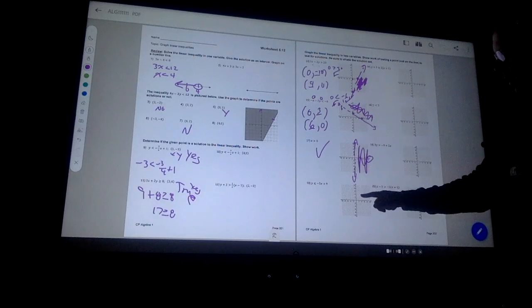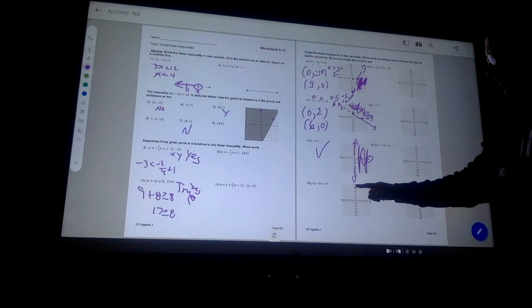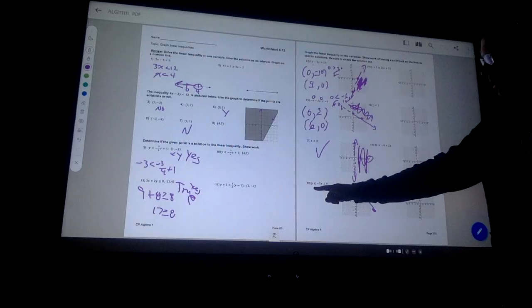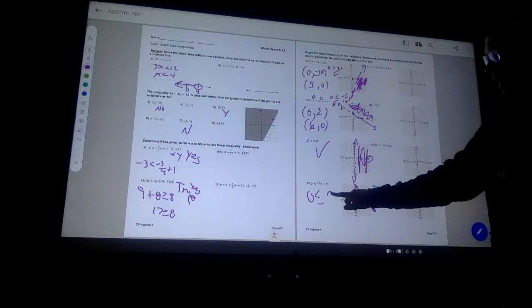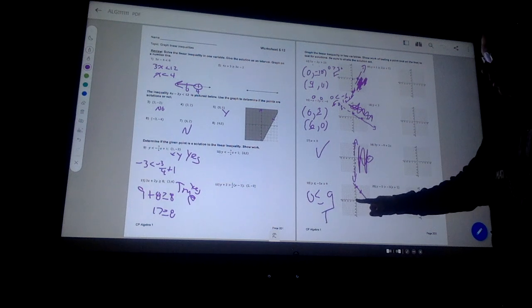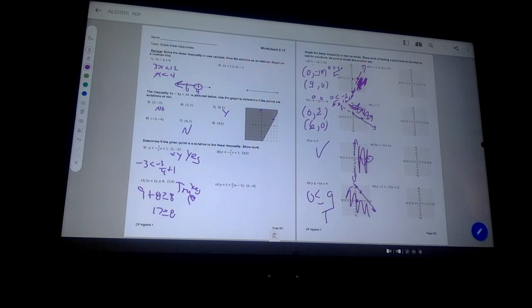In this one, I have a y-intercept of 9, down 3, right 1, solid line, plug 0, 0 in. So 0 is less than or equal to -3 times 0 is 0. 0 plus 9 is 9. Is 0 less than 9? That's true. 0, 0 is here, so we're going to shade this region down here. That should help you on that worksheet.